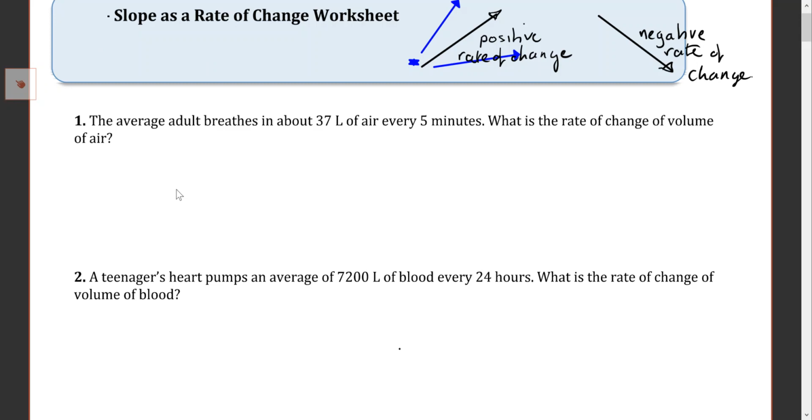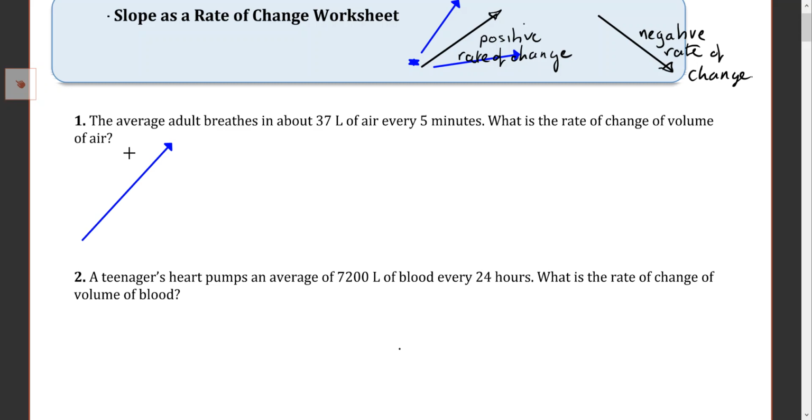Let's figure out what the rate of change is, and then that will determine how much the line goes up. So this is what we're looking at, the rate of change. So question 1. The average adult breathes in about 37 litres of air every 5 minutes. Okay? What is the rate of change of volume of the air? So this means that the line will go up.